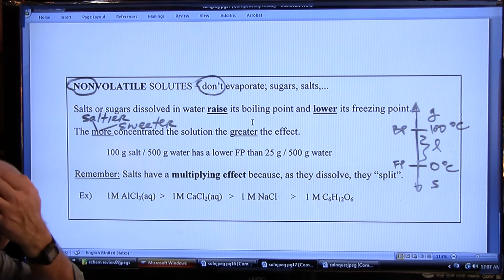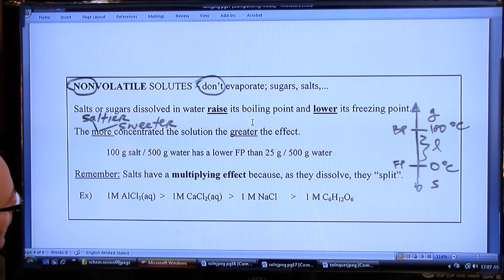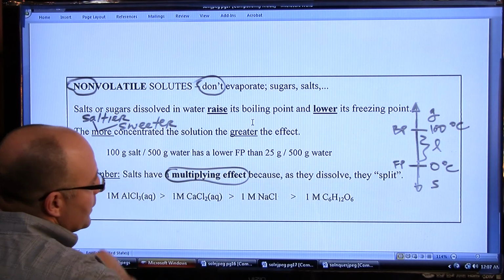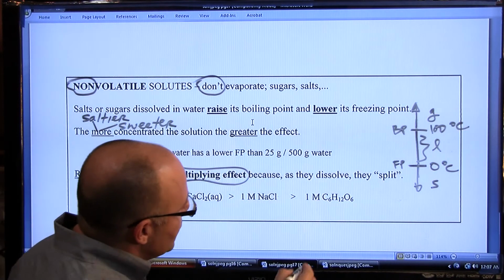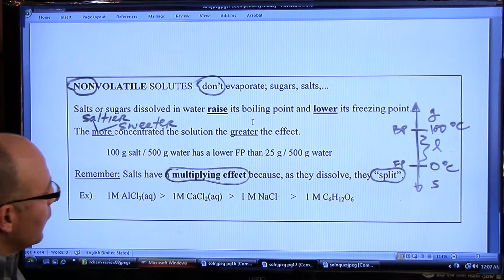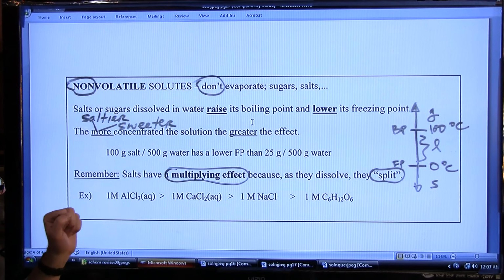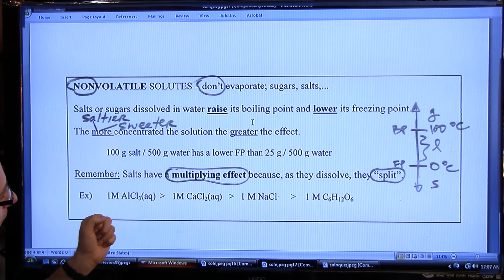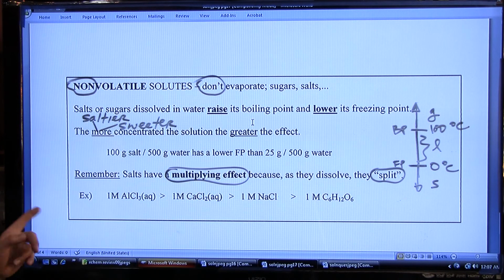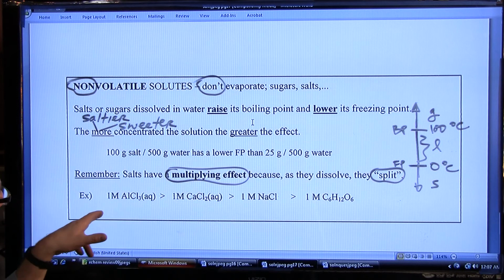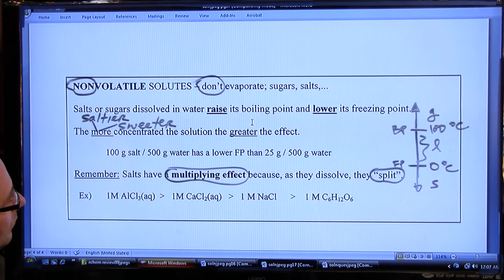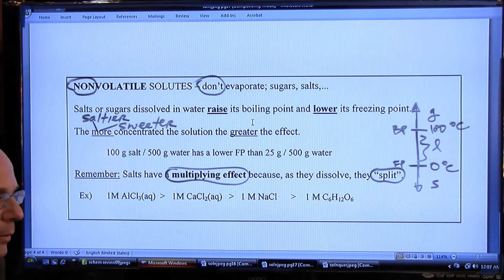And then you want to remember one other thing about salts, which is that salts have a multiplying effect on boiling point and freezing point. And the reason for that is because salts, if you recall, when we started this discussion on solutions, salts split. And when the water dissolves the crystals of salt, it divides it into its ions. So in order to answer a question like this, if you're given 1 molar solutions of these different solutes, you'd have to find out the number of particles per unit of solute.